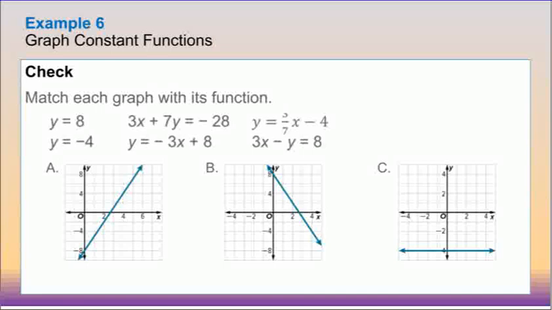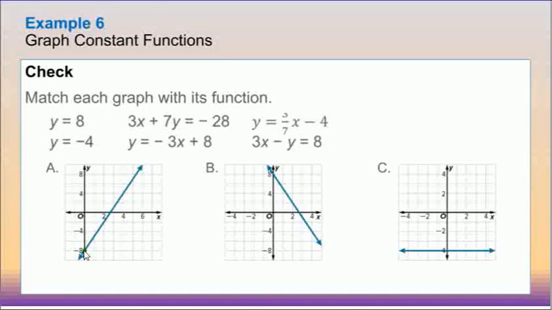Next, match each graph with its function. So there's two sides to this one. The equation, and so here I have the y-intercept at -8. So I checked which one has a y-intercept of -8. I don't see one with a -8 yet.